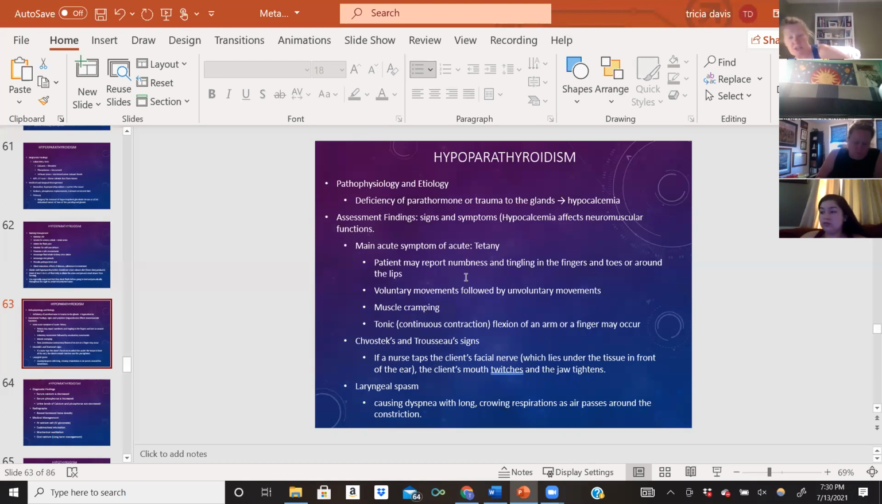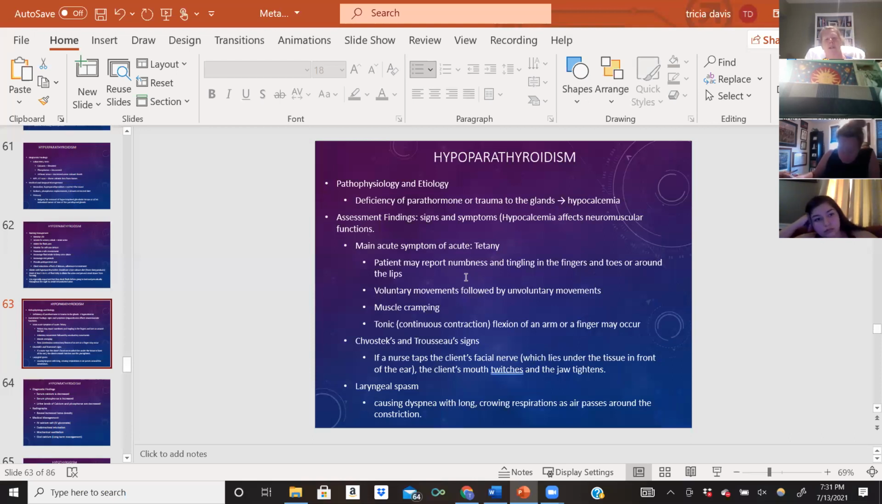These patients are also going to have a positive Chvostek and Trousseau sign. To elicit this sign in your patient, you would tap the patient's facial nerve, which lies under the tissue in front of the patient's ear. When you do this, the client's mouth is going to twitch and their jaw is going to tighten. It does go into detail in your book about that, so you should look at that.